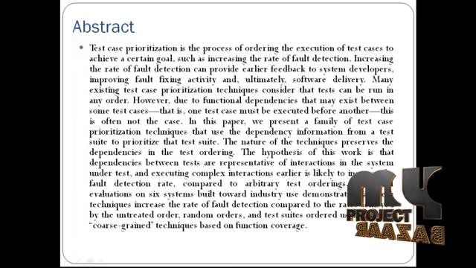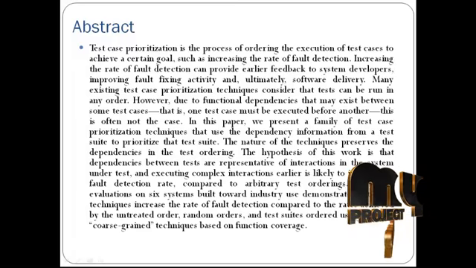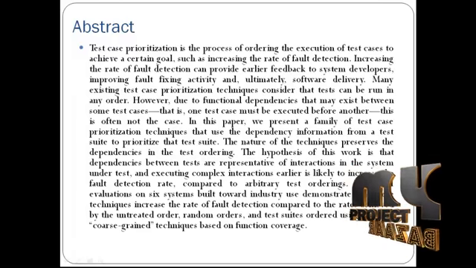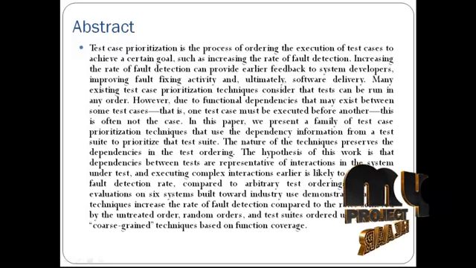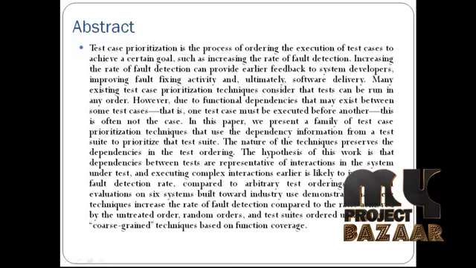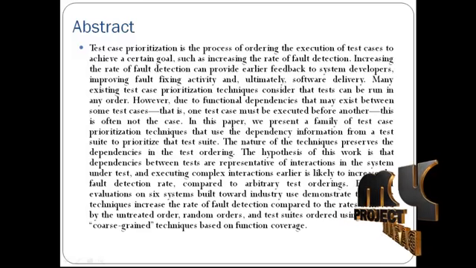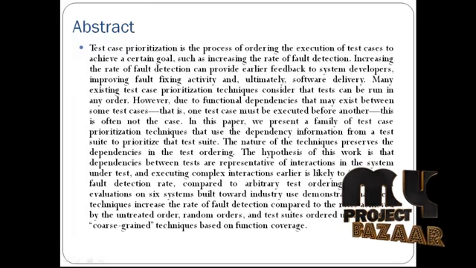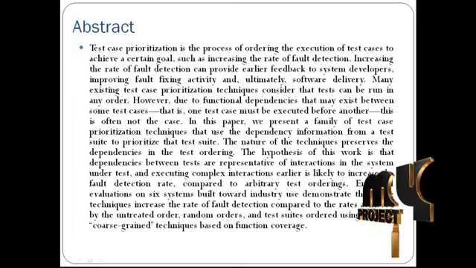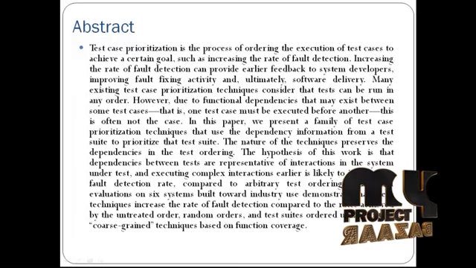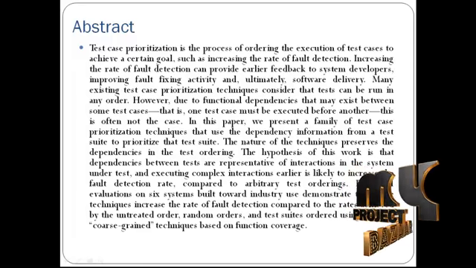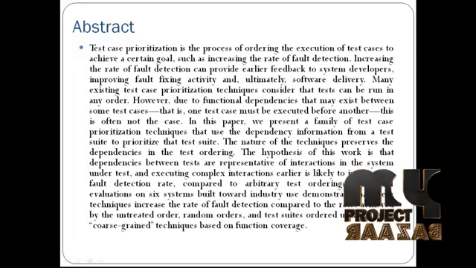Test case prioritization is the process of ordering the execution of test cases to achieve a certain goal, such as increasing the rate of fault detection. Increasing the rate of fault detection can provide earlier feedback to system developers, improving fault fixing activity, and ultimately software delivery. Many existing test case prioritization techniques consider that tests can be run in any order.